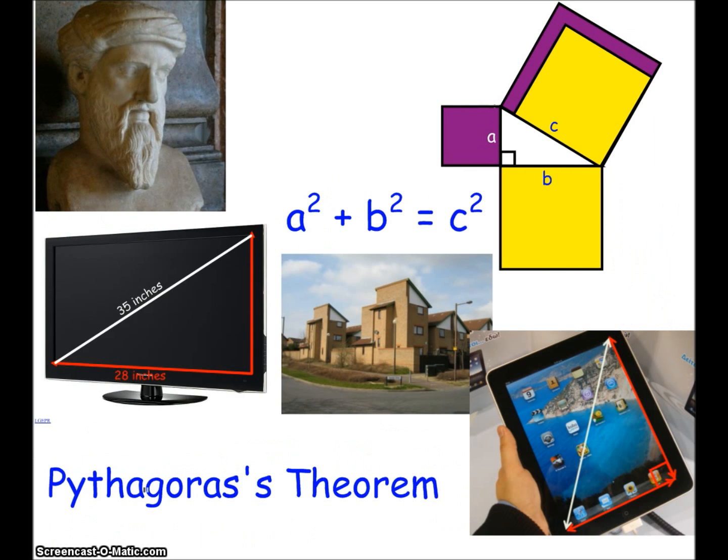So there you have it. Pythagoras, an incredibly useful tool for finding the missing length on a right-angled triangle. Try and spot some places where you could use it in your own home.